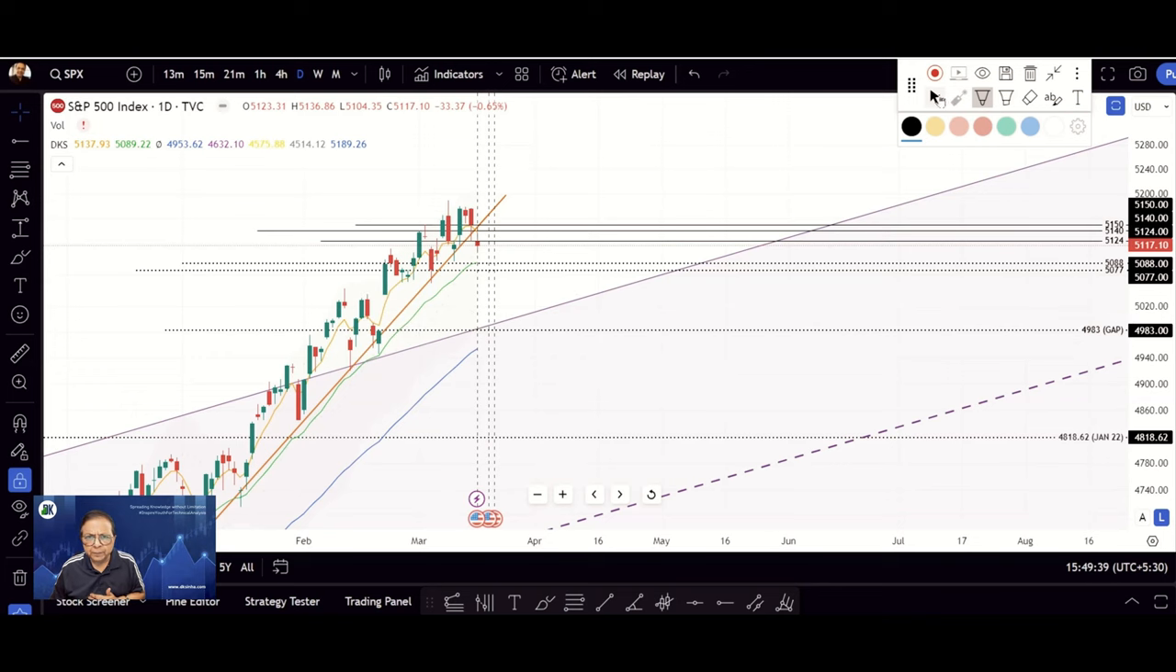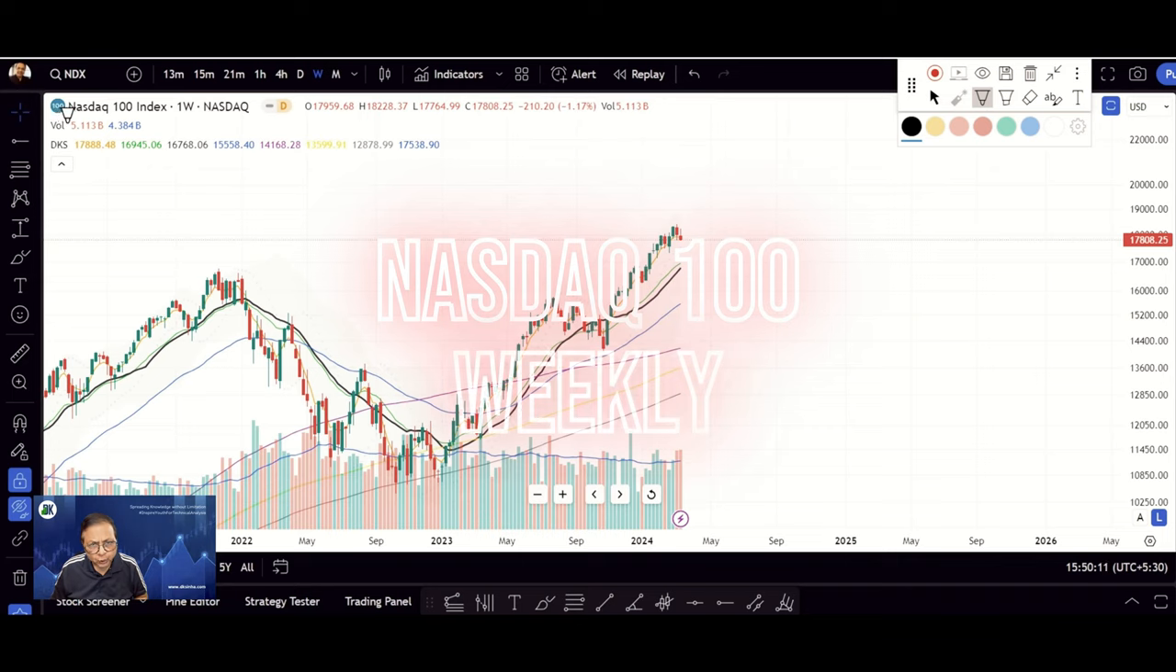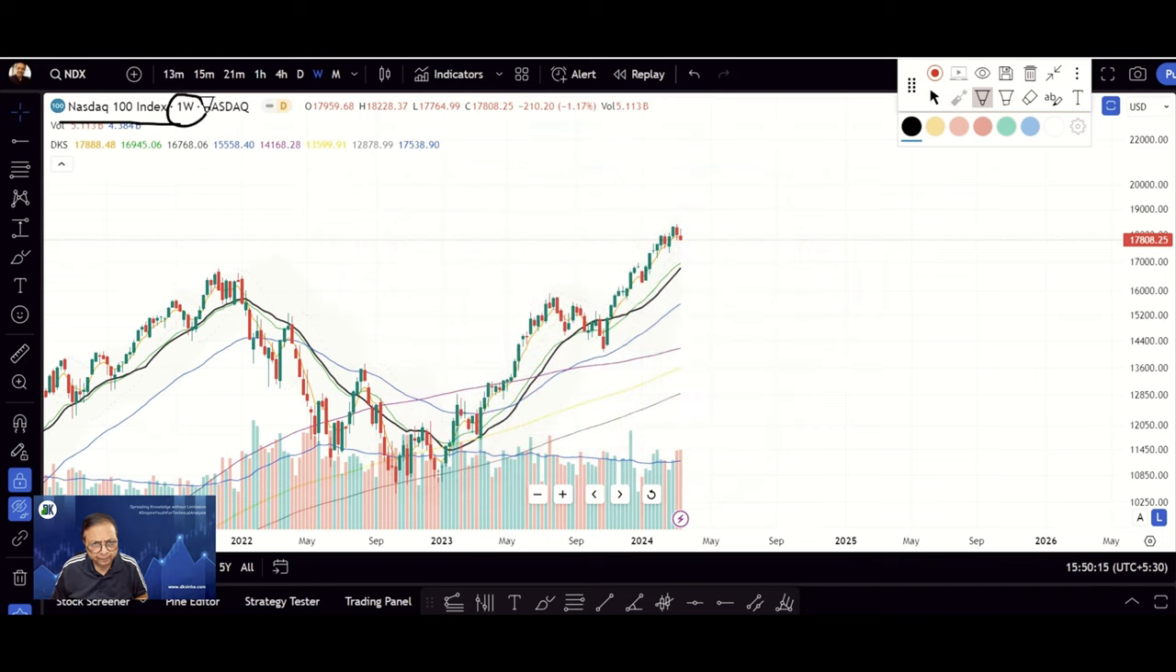Now let us move to the price chart of Nasdaq 100. Now we refer to the price chart of the Nasdaq 100 index in the weekly time frame. This index in the last week finally closed at 17,808.25. So there was a significant fall in the tech stocks in the US stock market, and this index on a week-to-week basis fell by 1.17%.